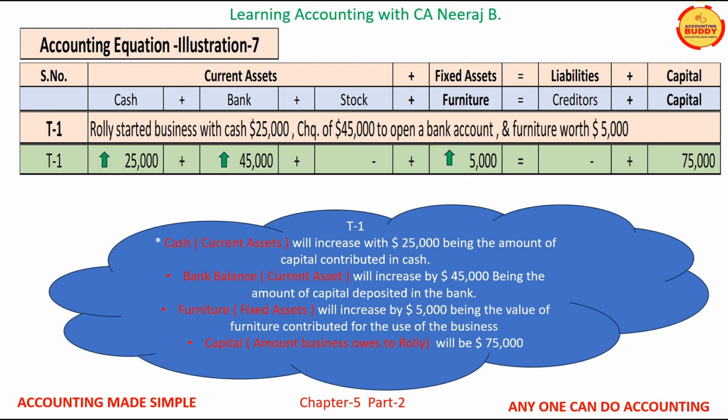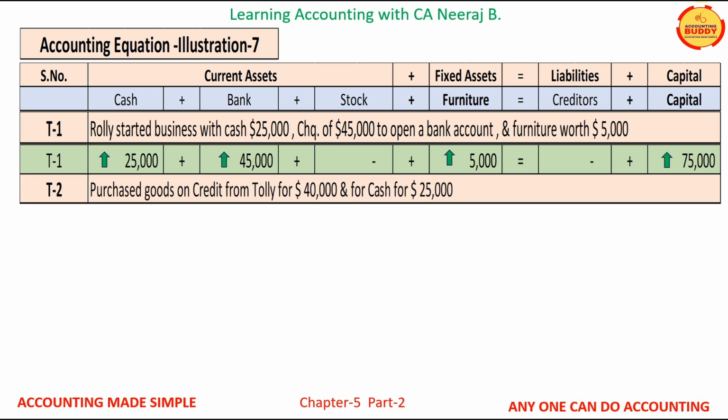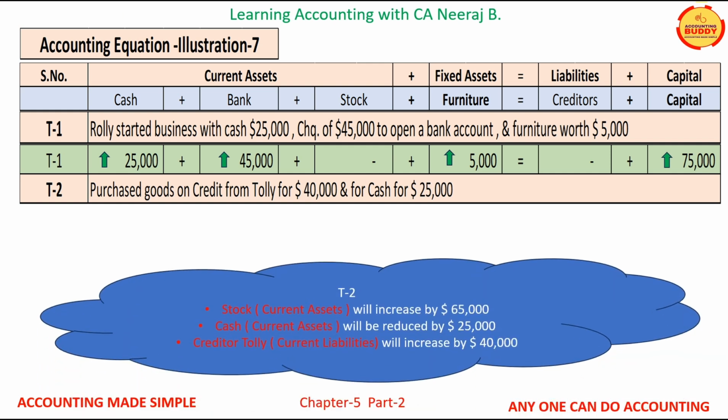And on the right hand side of the accounting equation, the capital of the business will increase by $75,000. The transaction T2 on your screens is Rolly purchased goods on credit from Tolly for $40,000 and for cash $25,000. If we analyze this transaction, three accounts which are getting affected are stock, cash and creditors.